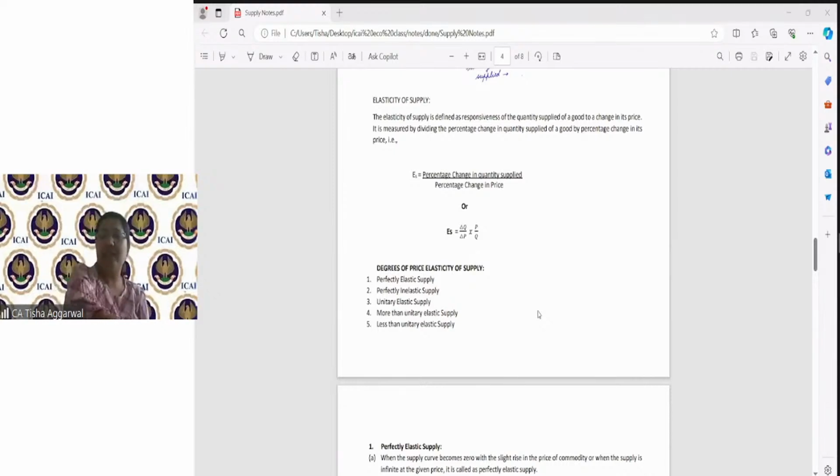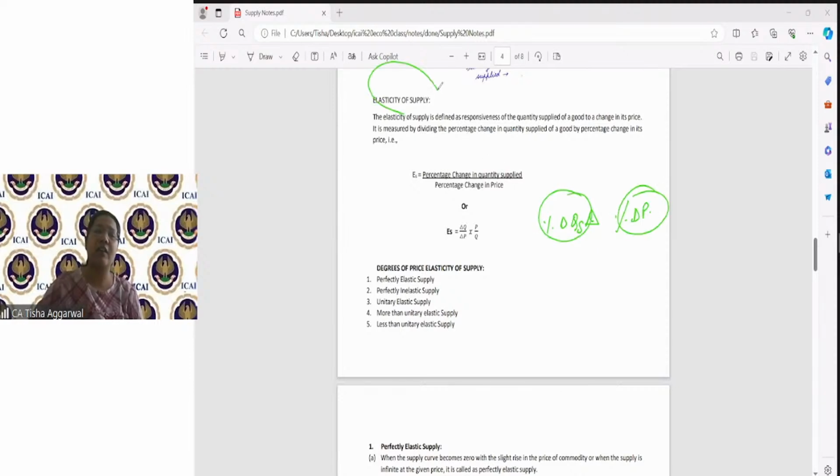Next is elasticity of supply. Just 15 to 20 minutes before, we discussed elasticity of demand. Same way, there is a concept of elasticity of supply. And what does that say? That says that when the percentage change in quantity supplied changes due to the percentage change in price, that is what is known as the elasticity of supply. So for example, if the price increases or reduces and the quantity supplied also changes due to that, that is what is known as elasticity of supply.